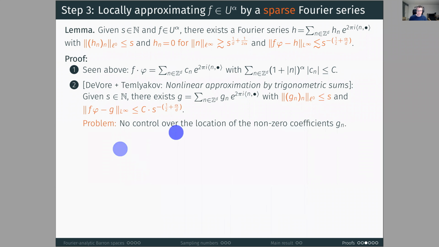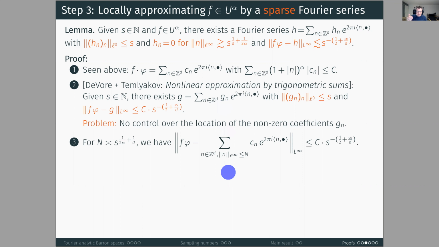Okay, but the problem here with this result is still that it tells you there is some S-sparse Fourier series which does the job, but you don't have control over the location of the non-zero coefficients. So it could be that in principle this involves really, really high frequencies, which we don't want. Okay, but you can fix this problem as follows.